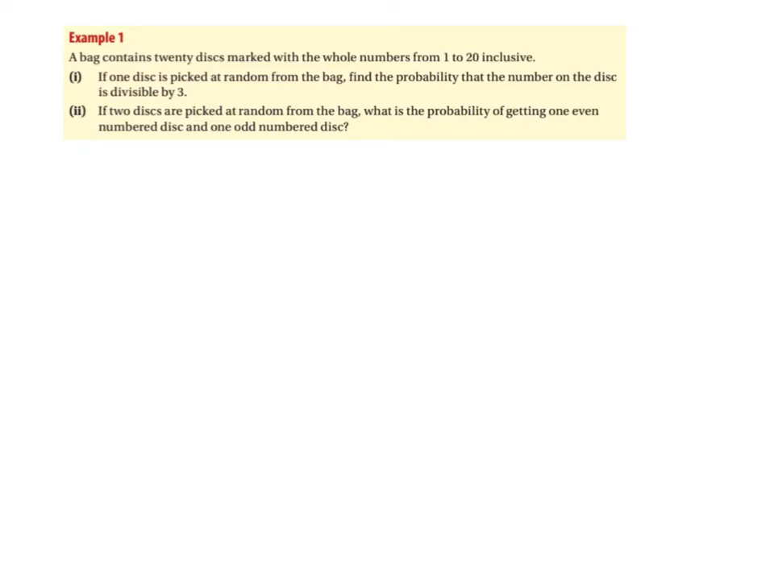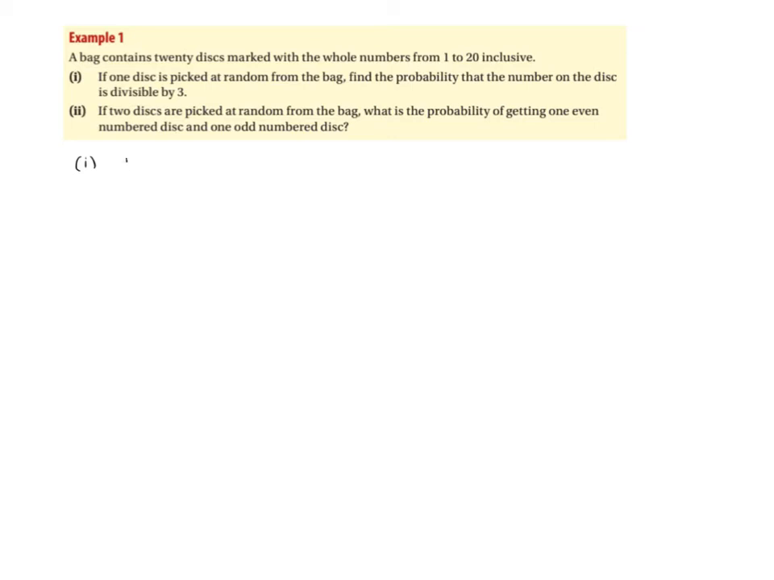It says here a bag contains 20 discs marked with the whole numbers from 1 to 20. And the first part is, if one disc is picked at random, find the probability that the number on the disc is divisible by 3. So remember what we said we wanted to do. We need to work out the total number, and we also need to work out the number of favourable outcomes that we want as well.